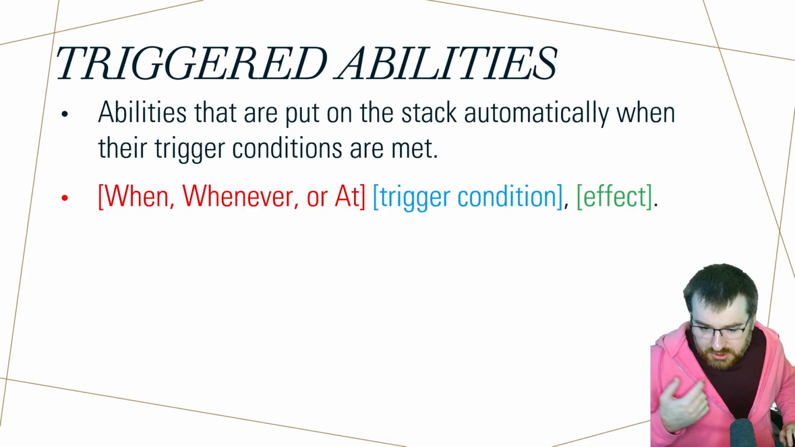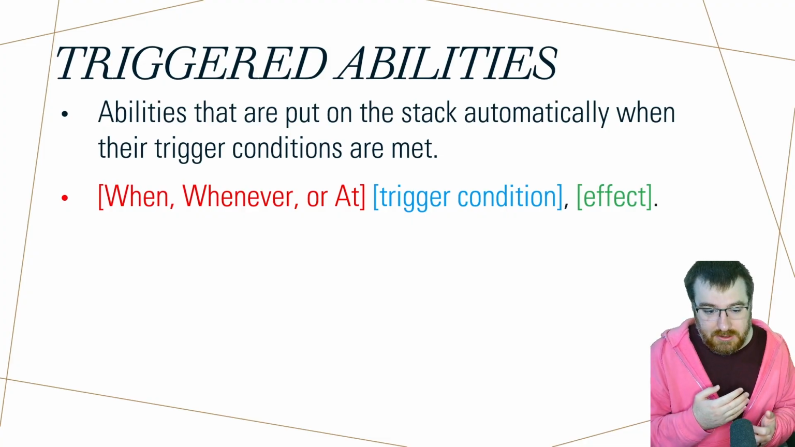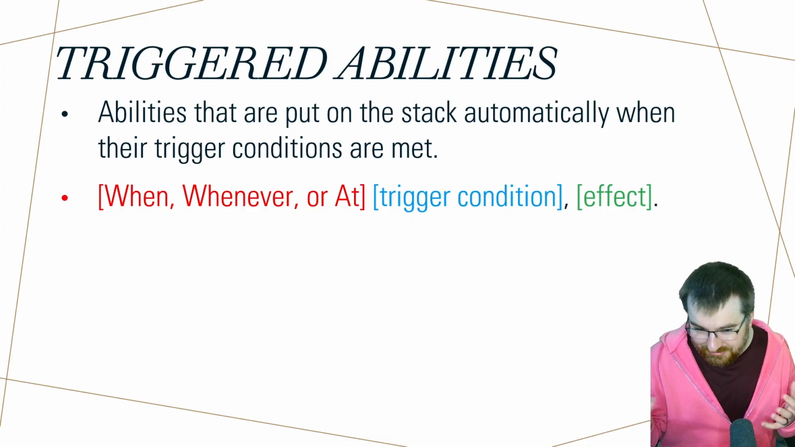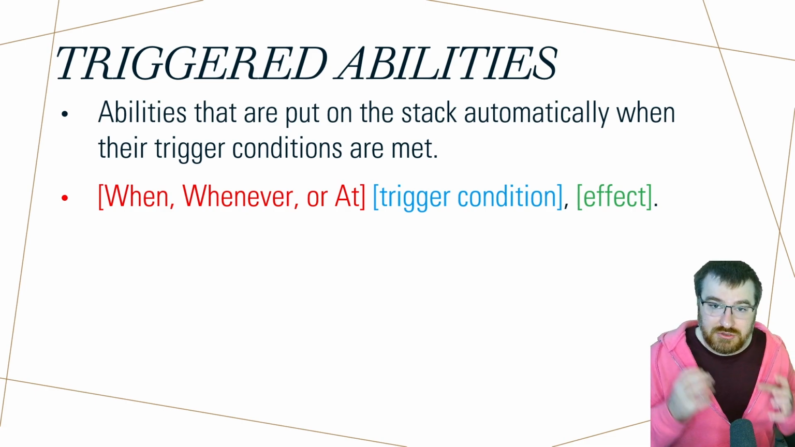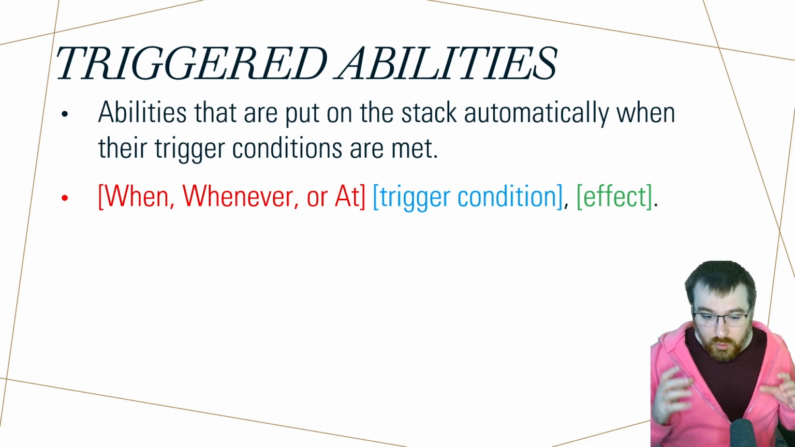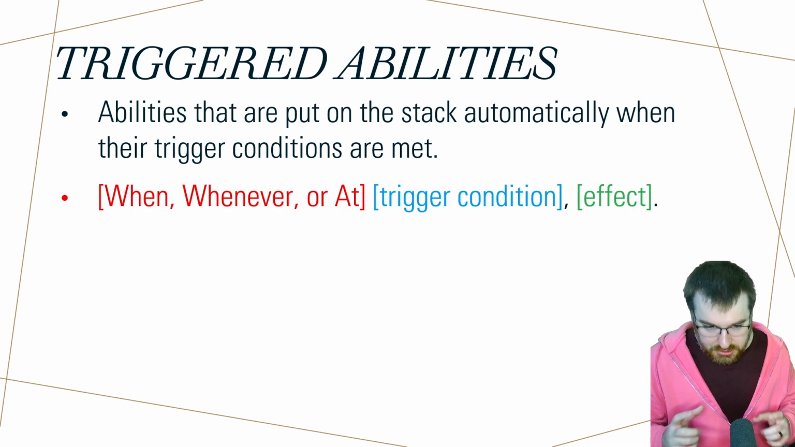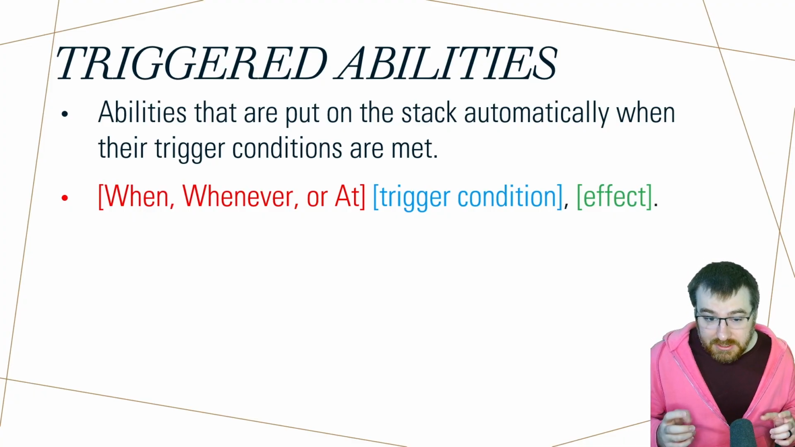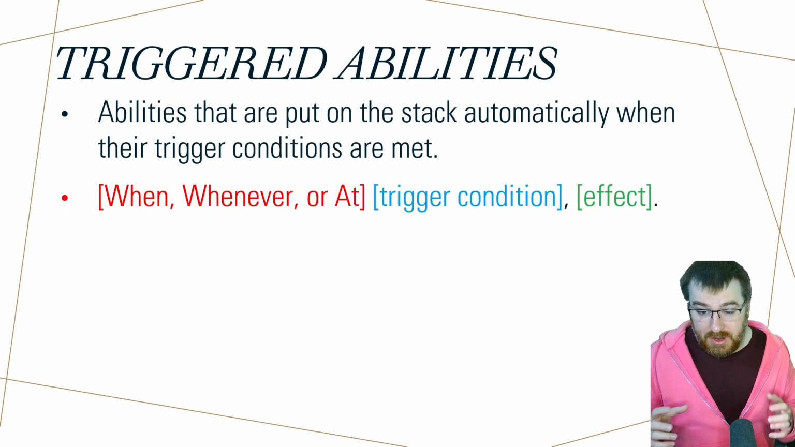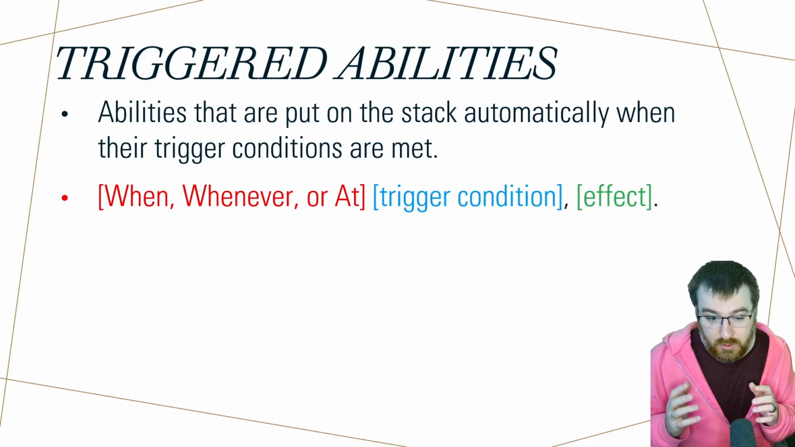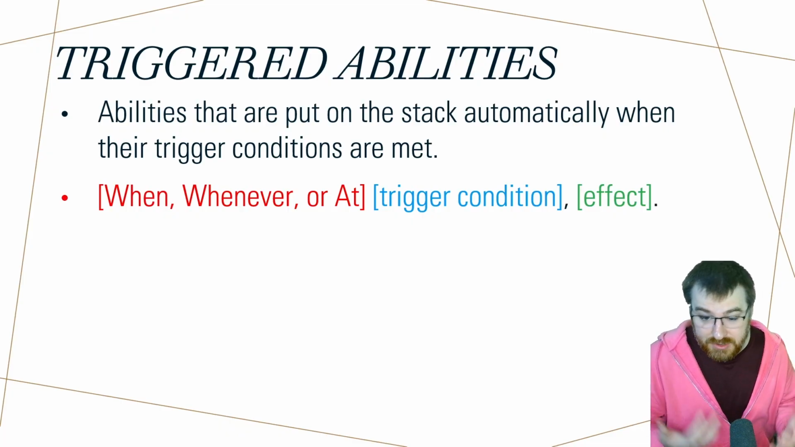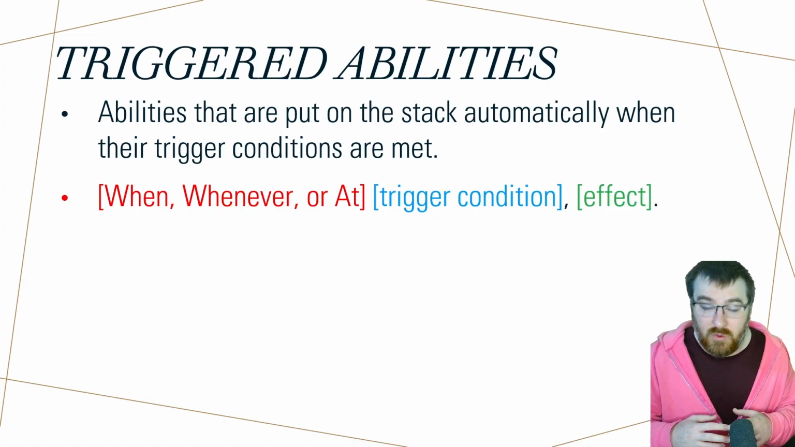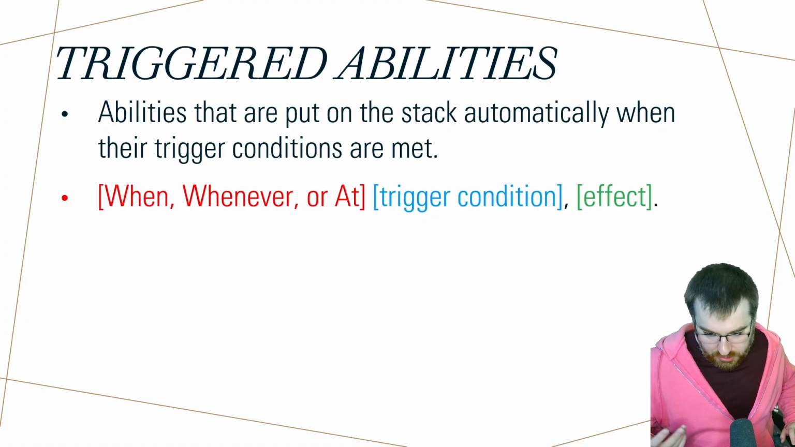So triggered abilities are abilities that are put on the stack automatically when their trigger conditions are met, and they are worded with a very specific structure. They always have the words when, whenever, or at. Then they're immediately followed by some specific set of things that would cause this ability to trigger, and then there will also be a line about what happens when that triggered ability resolves.